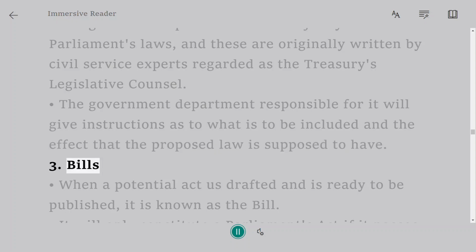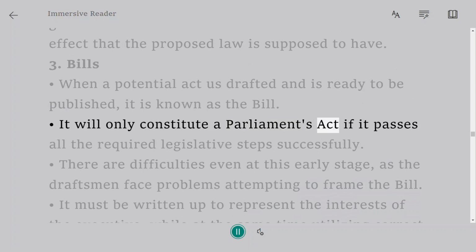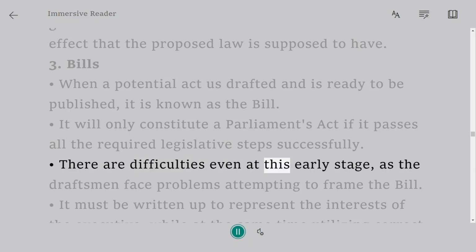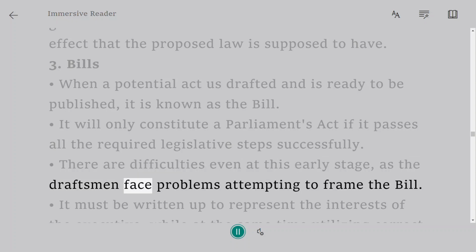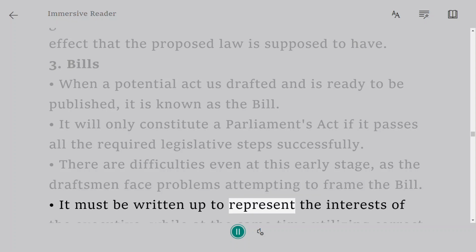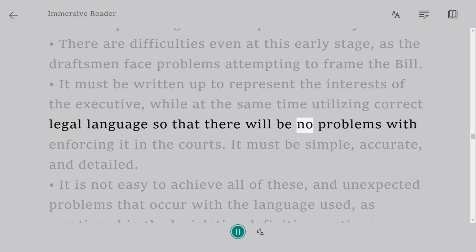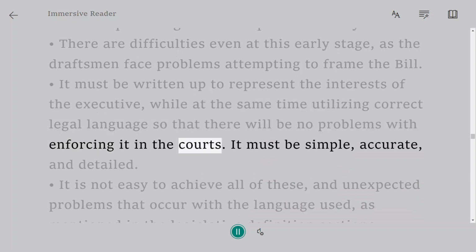3. Bills. When a potential act is drafted and is ready to be published, it is known as the bill. It will only constitute a Parliament's act if it passes all the required legislative steps successfully. There are difficulties even at this early stage, as the draftsmen face problems attempting to frame the bill. It must be written up to represent the interests of the executive, while at the same time utilizing correct legal language so that there will be no problems with enforcing it in the courts.